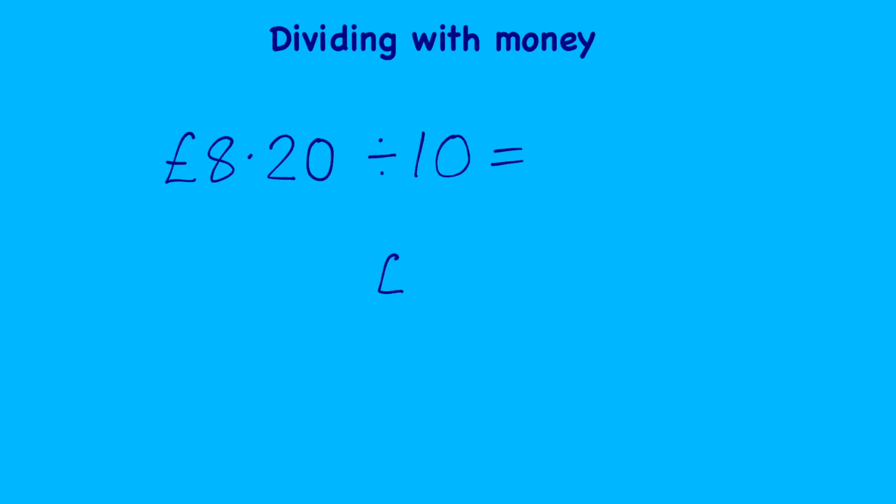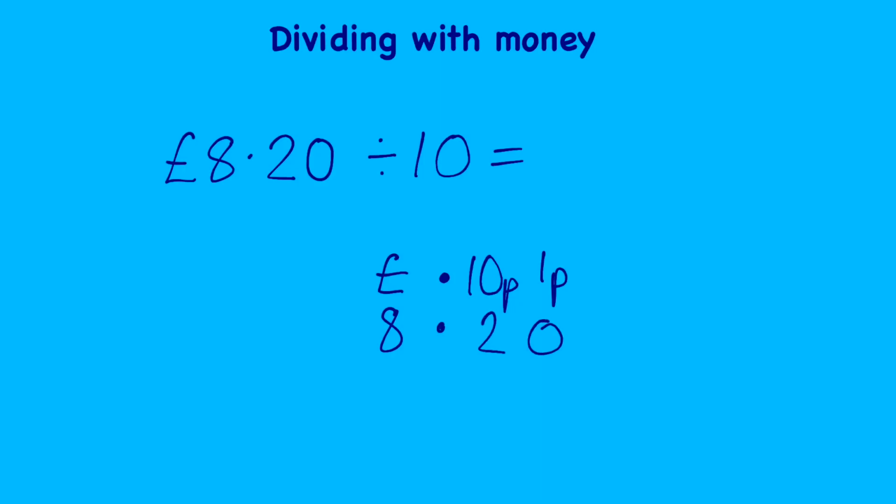My place value chart is going to be a little bit different here. I'm going to have pounds, then my decimal point, then my 10p column and my 1p column. You can still use a normal place value chart if you like, but you might find with money it's a little bit easier to split it up into pounds, 10 pence and 1 pence.